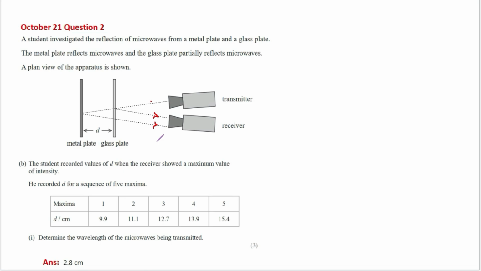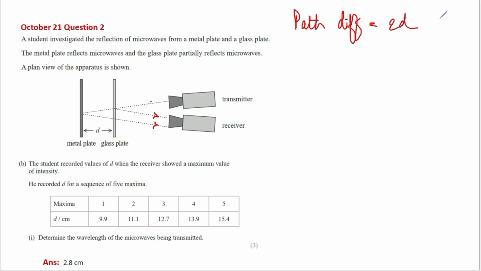And these two waves superpose at the receiver. And there is a path difference. Can you guess what's the path difference? What is the extra path that this wave has traveled? There is d in this way and d in the other way. So the path difference is equal to 2d. The extra path that a wave travels is always referred to as the path difference, or difference in path lengths. Now, the student recorded the values of d when the receiver showed a maximum value of intensity.